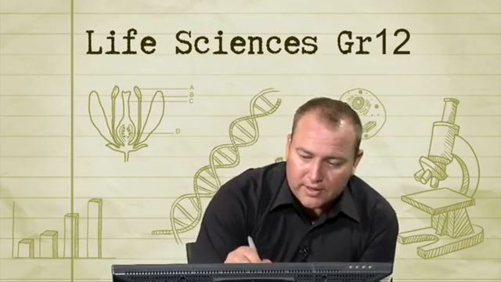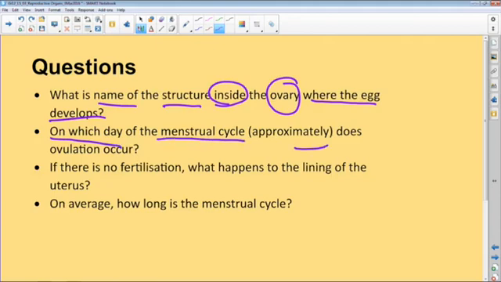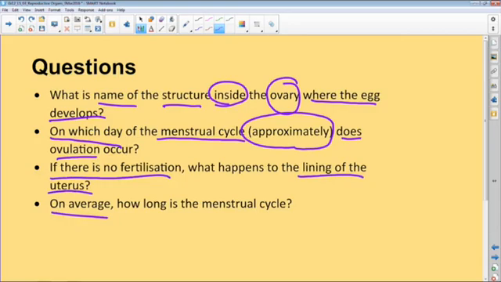The first one is, what is the name of the structure inside the ovary where the egg develops, right? Next one, on which day of the menstrual cycle approximately does ovulation occur? The next one, if there is no fertilization, what happens to the lining of the uterus? And the last one, on average, how long is the menstrual cycle? Okay, it's all yours. Off you go, 3 minutes.